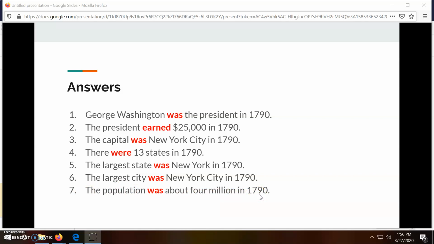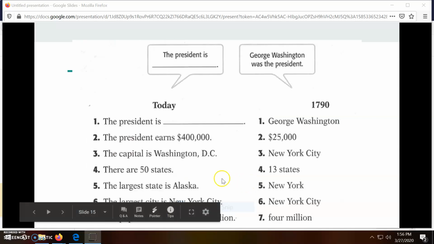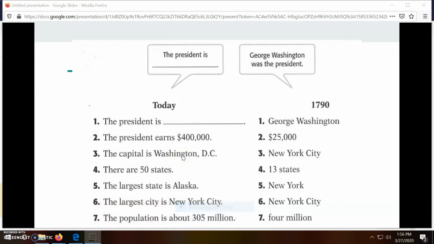Okay, I hope you have the correct answers. Okay, let's go back and read this together. I'm going to read sentences one by one. Please repeat after me, okay? Ready? One, the president is Donald Trump today. George Washington was the president in 1790.